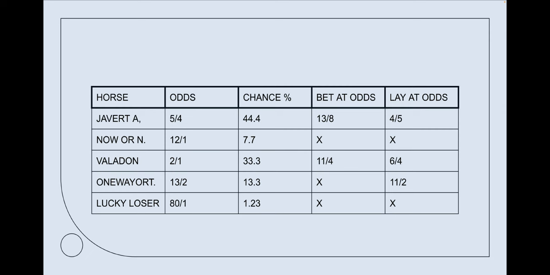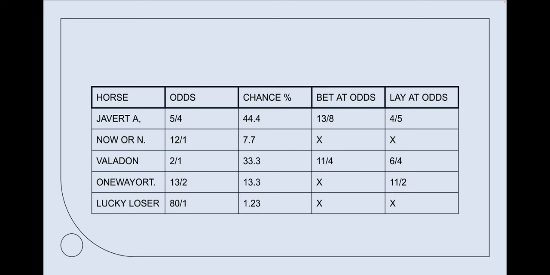So there you go. We put Javert Allen in at 5 to 4. That's a 44.4% chance. Now or Never, 12 to 1. That's a 7.7% chance. Valadon 2 to 1, One Way or the Other 13 to 2, and Lucky Luger 80 to 1. Now that comes to just a little bit short of 100%, so 99.8 something.